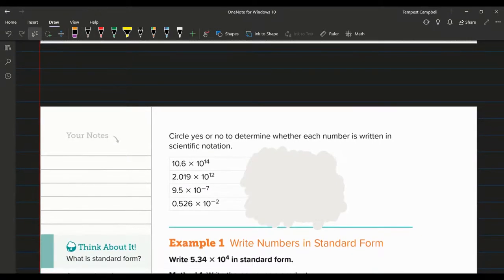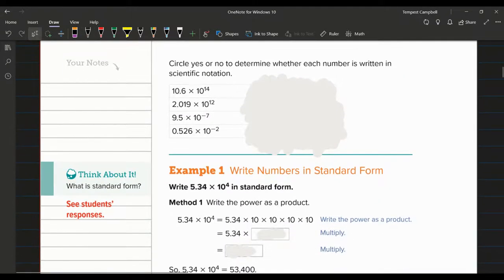All right, so circle yes or no to determine whether each number is written in scientific notation. So remember, scientific notation, we have some number in front times 10 to the power of some number, and our number in front has to be between 1 less than or equal to a less than 10. So it has to be less than 10. It cannot equal 10. So when we look at this first one, do we have a 10 here? Yeah. So it's a no.